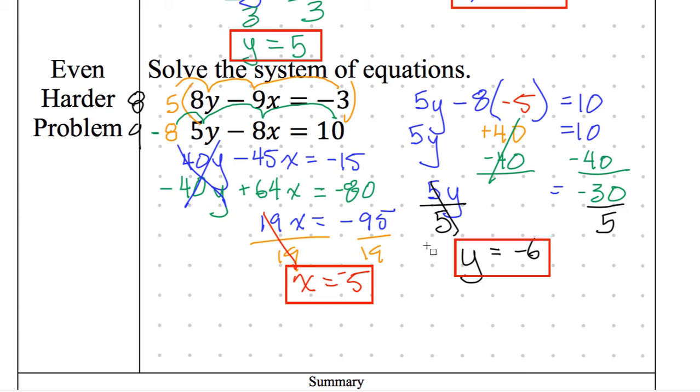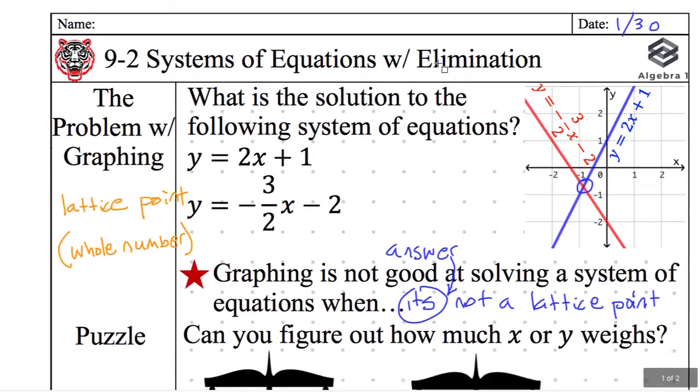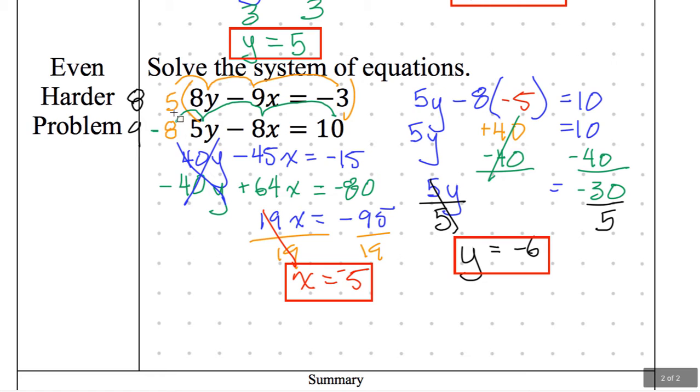The hardest part was figuring out what numbers to multiply to eliminate the variable. And this, again, is called elimination. This is the method of elimination, where you eliminate the variable by figuring out what to multiply the top and bottom by.